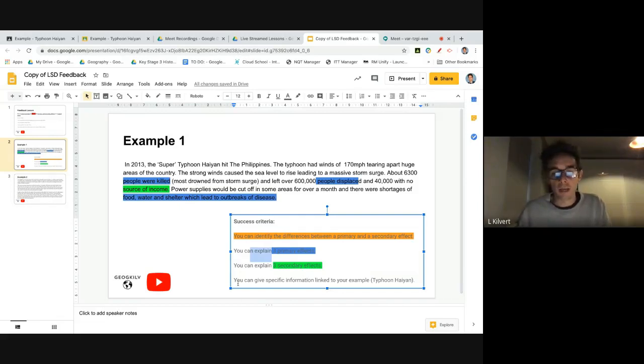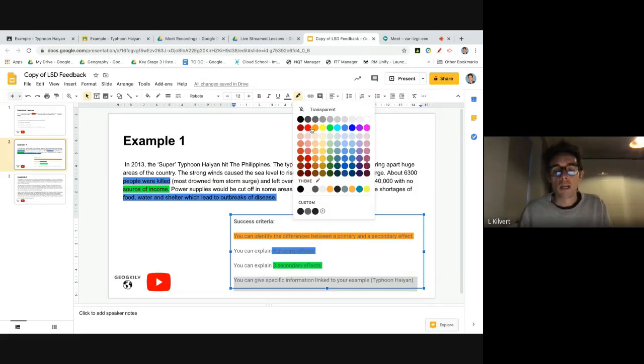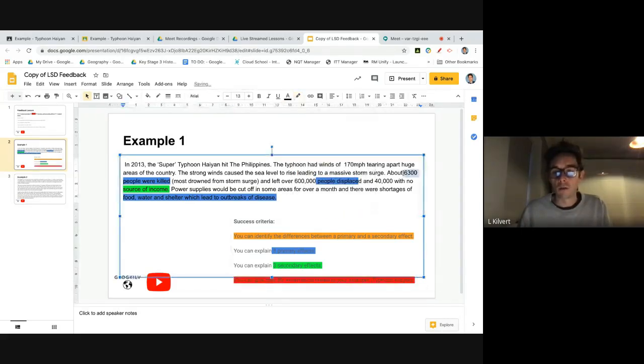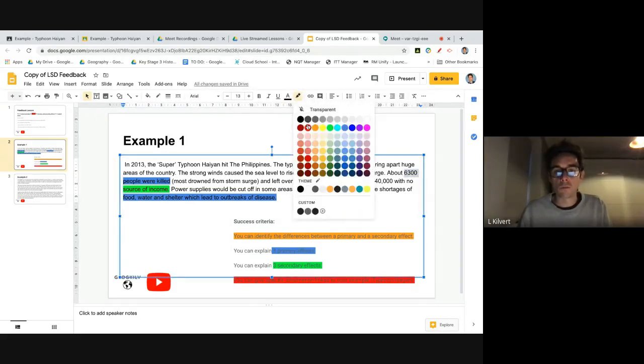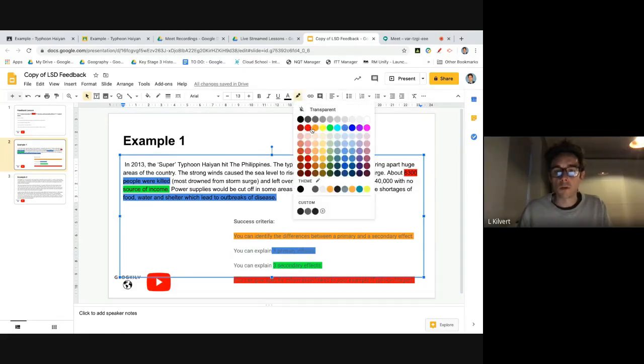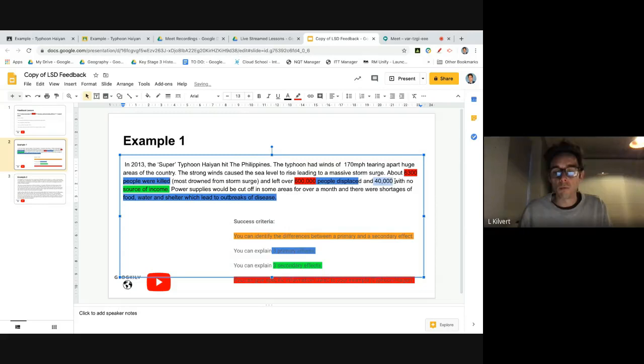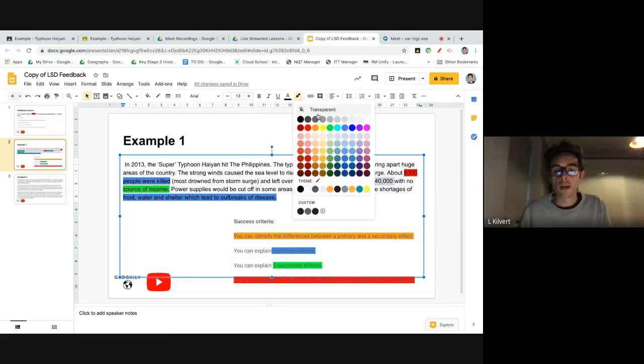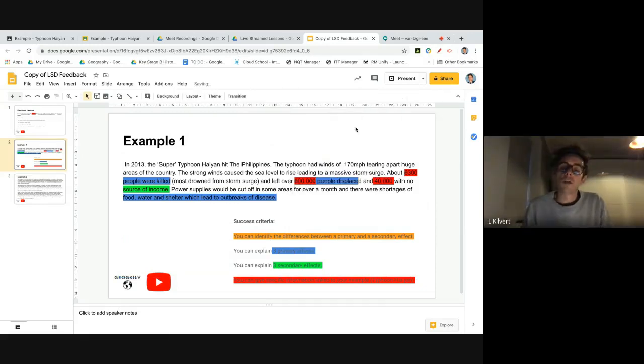Now, this bit here, however, I think has been nailed. It says to be able to give specific information on Typhoon Haiyan. Well, let's have a little look at the answer. We've got loads of it. We've got death tolls. We've got the amount of people that have been displaced, which means made homeless. We've got the numbers of people with no source of income. All of that is absolutely fantastic. And let's be honest, the only way that you're going to be able to remember that is by revision when it goes to an exam.